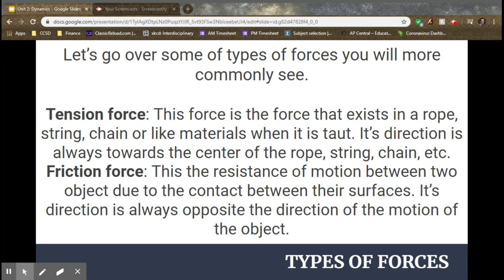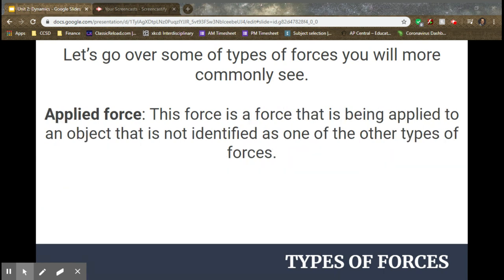Friction, the direction of friction is always going to be in the opposite direction of the motion of the object, or sometimes, even if the object's not moving, which we'll talk about later, it's the opposite direction of the attempted motion of the object. Okay, if that doesn't make as much sense right now, just hang on. Later in the slides, we'll get to it. All right.